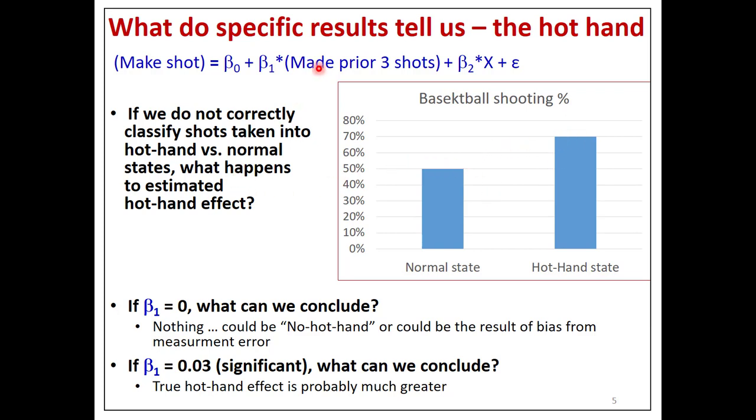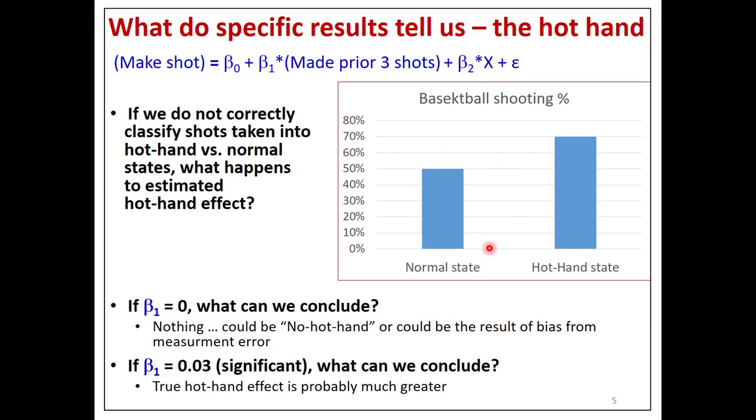The problem is that whether you made your prior 3 shots or not is not a good indicator for whether you're in that hot hand state. You may have made only 2 of your prior 3 shots, but still be in the hot hand state. So you're really in the hot hand state, but you get classified here in the normal state, and that means that this percentage is going to go up.